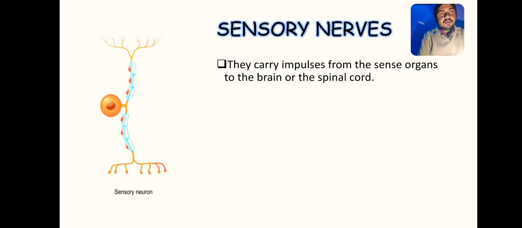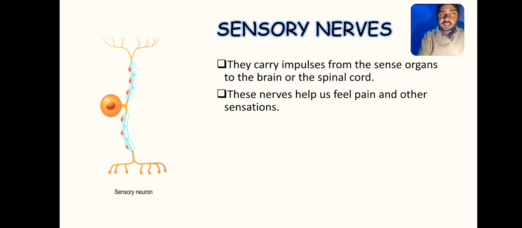They carry impulses from the sense organs to the brain or the spinal cord. Okay, so that's incoming nerves, sensory nerves. They sense something and inform the brain either directly or through the spinal cord. These nerves help us feel pain and other sensations.